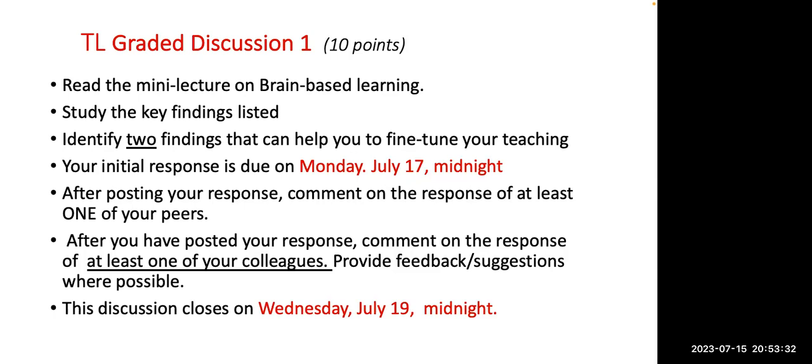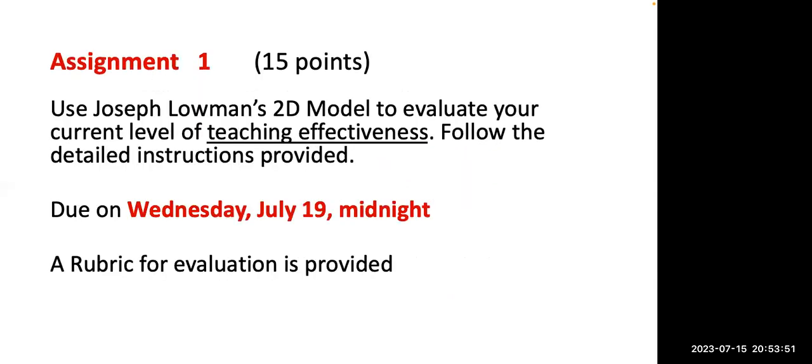But for the assignment, so we'll go on that. I think I should have pulled up the actual discussion one from the assignment folder. But let's go now to the assignment, and I'm going to go over all the components here. It's 15 marks. Use Joseph Lohmann's tool to evaluate your current level of teaching effectiveness. Follow the detailed instruction provided. They are already given there, and a rubric for evaluation is provided.